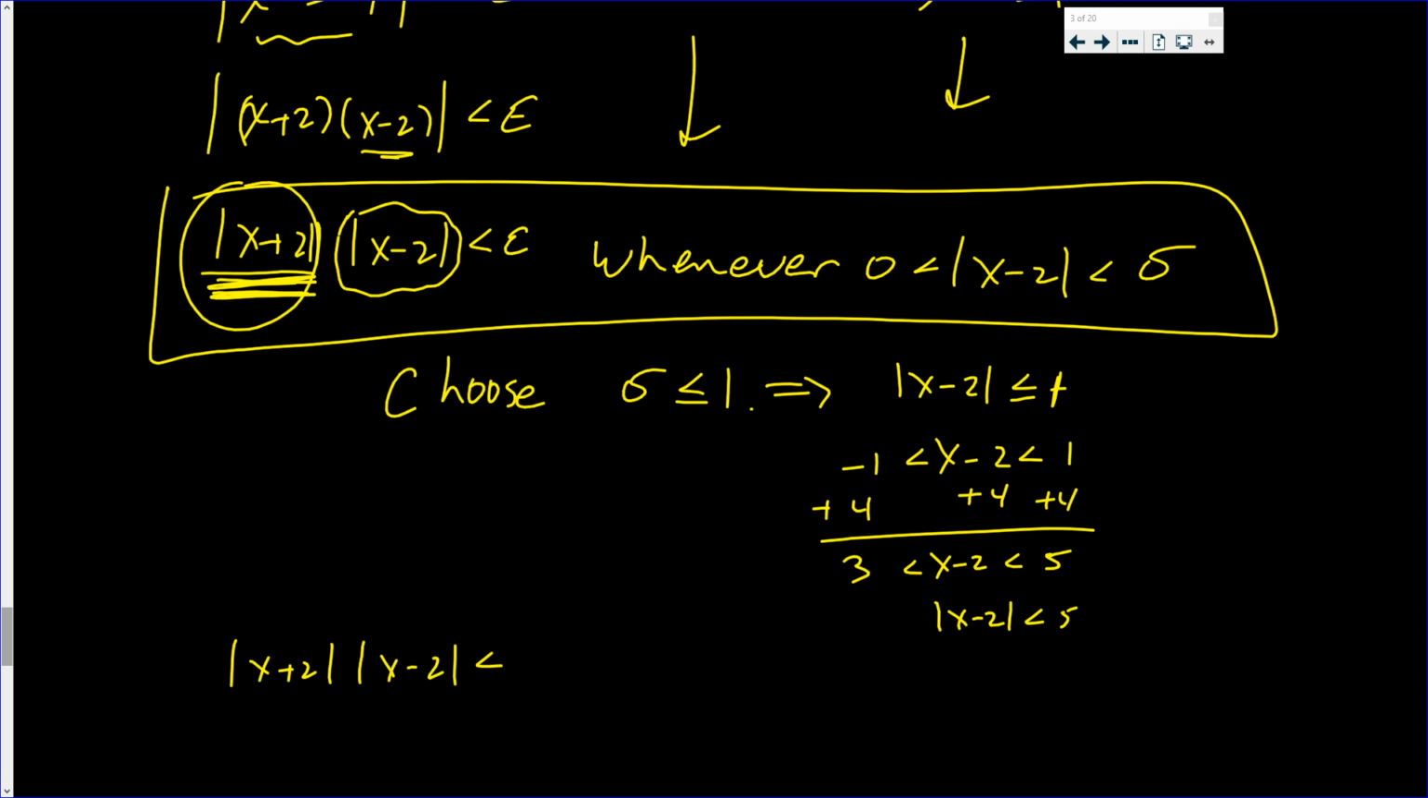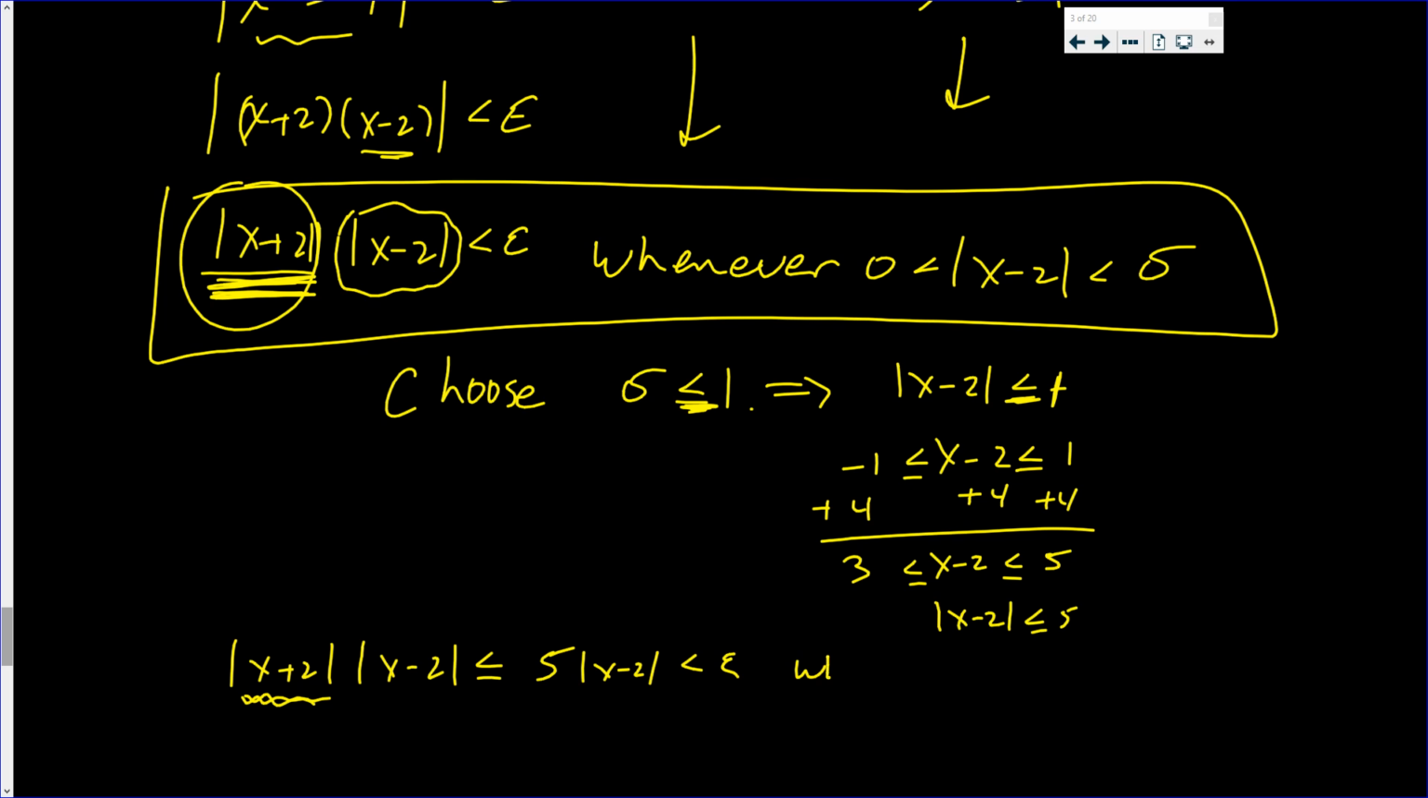that should be less than or equal. Why? Because I said delta can equal 1. Okay, so we know that that 5 is at least as big as this, times the absolute value of x minus 2. Let's set this less than epsilon.